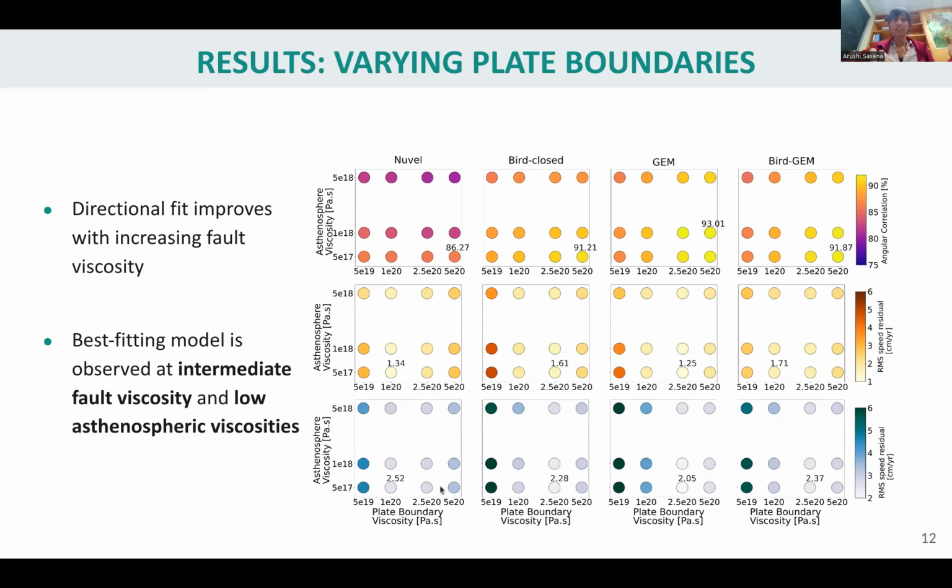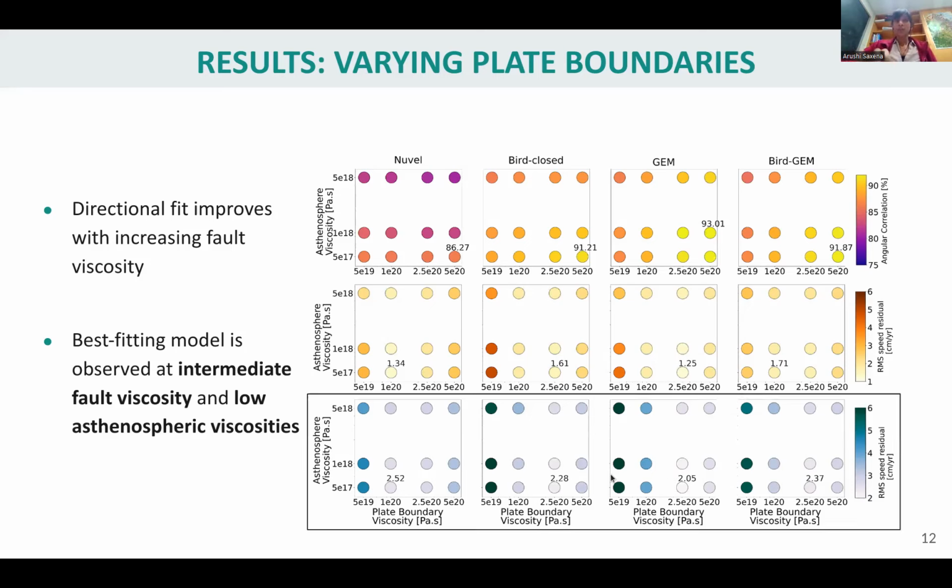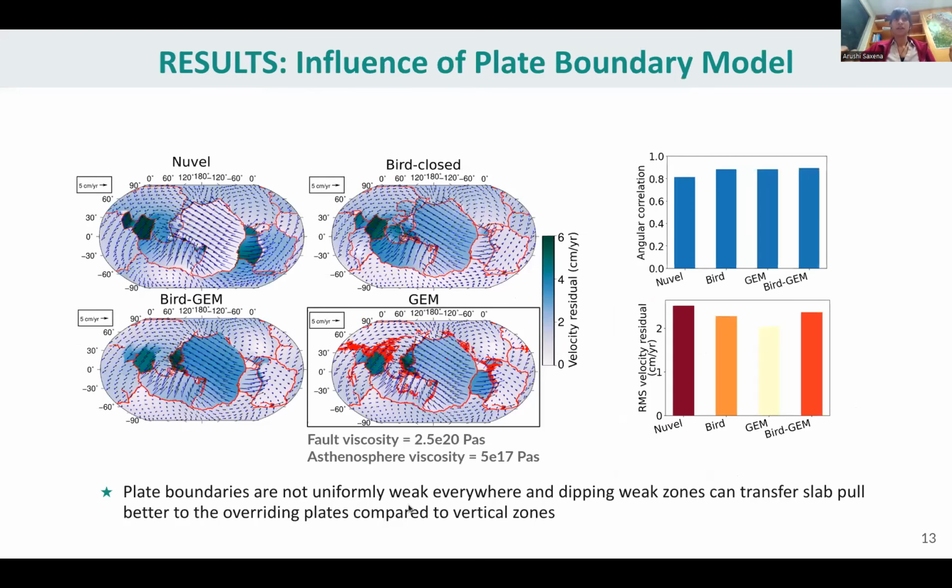Another thing which I want to point out here is that if we look at the velocity residual case only, because it includes both angular fit and the speed residual, the maximum misfit is observed for the Nouvelle model. It's 2.52 centimeters per year. And the least residual is actually observed for the GEM model, which is the most complicated model in our parameter study. So what we want to do next is investigate which regions fit well. So we look at the spatial distribution of our best fit model for each plate boundary geometry.